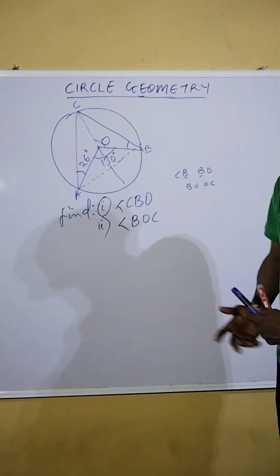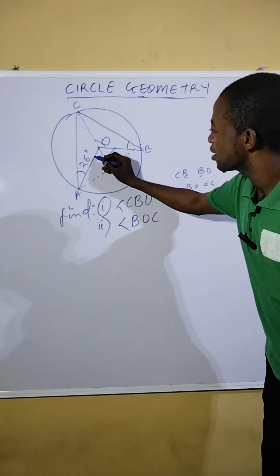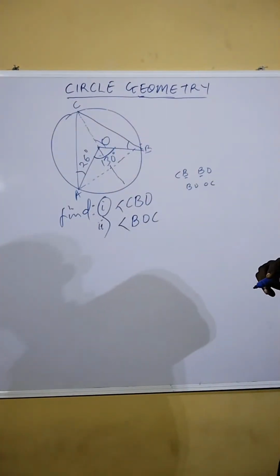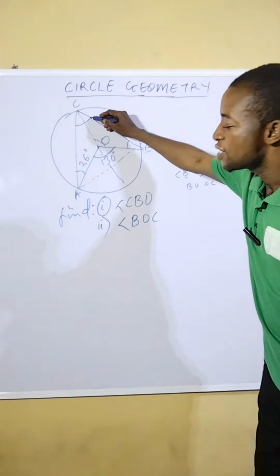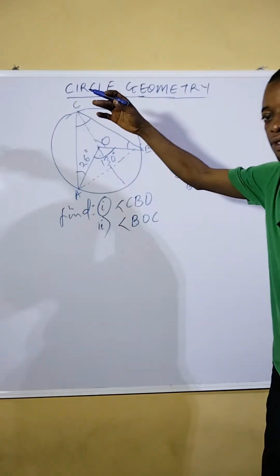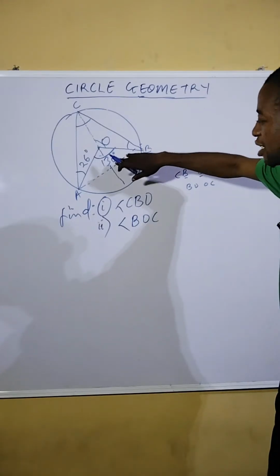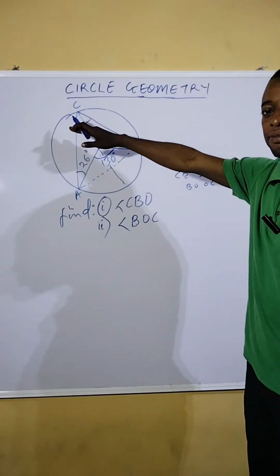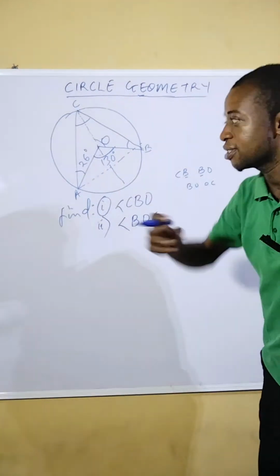Now what are we talking about here? This 130 degree here is the angle at the center. And this angle here is the corresponding angle at the circumference. The theorem says that the angle at the center is twice the angle at the circumference. In other words, the angle at the center is bigger, 2 times the angle at the circumference.